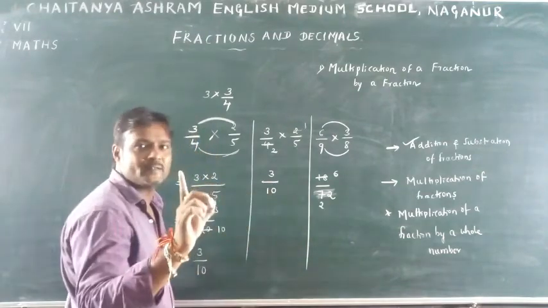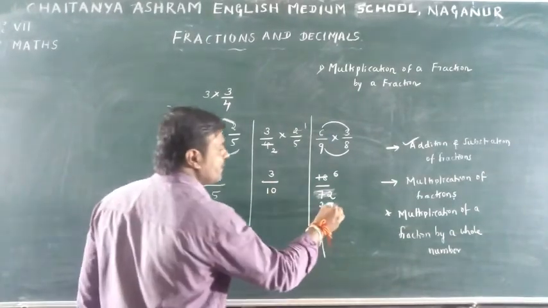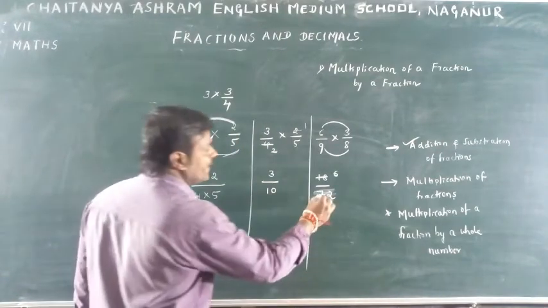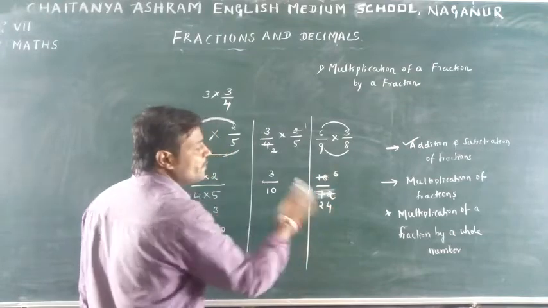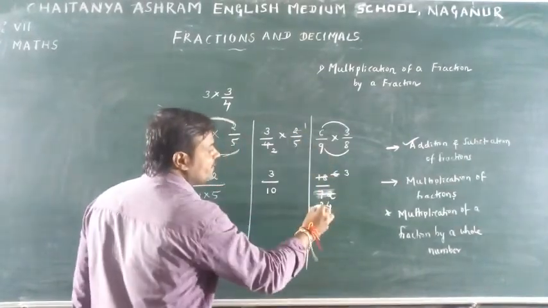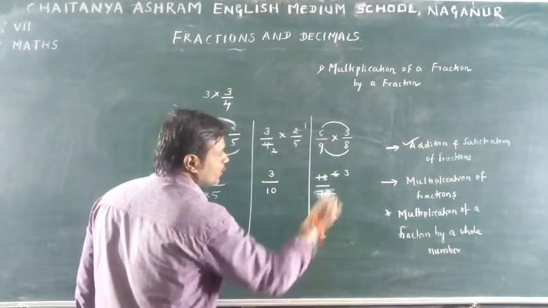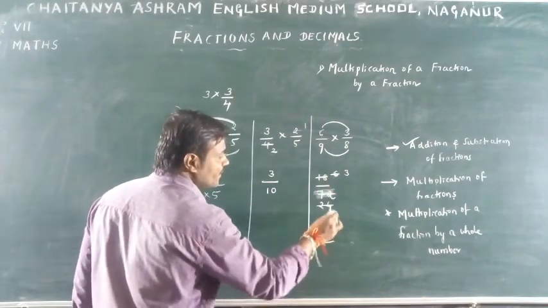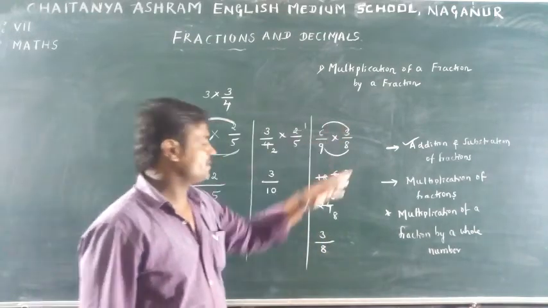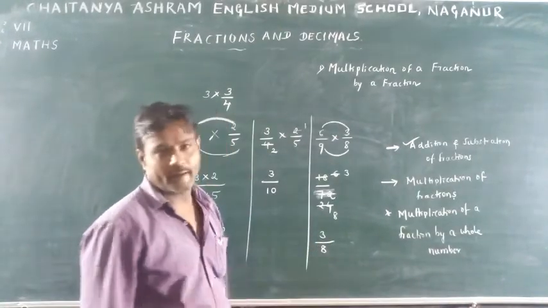3 twos are 6. For 72, 3 twenty-fours, 12 becomes 3 fours. Yes or no? Then again these two are divisible by 3. 3 ones are 3, 3 eights are 24. So what remains on the numerator? 3. In the denominator it is 8. So the product of these two fractions is 3 divided by 8.